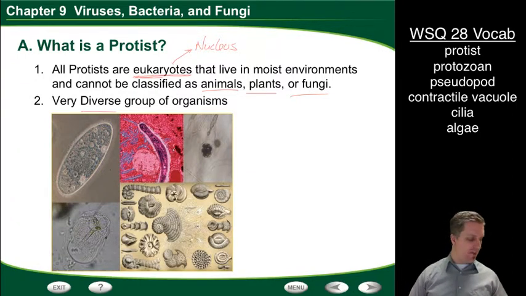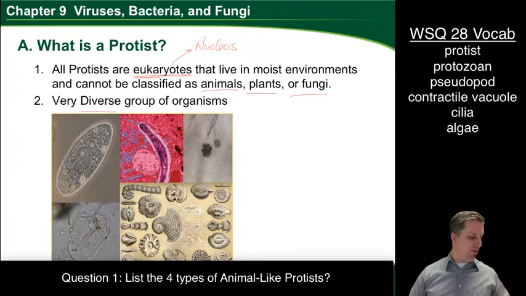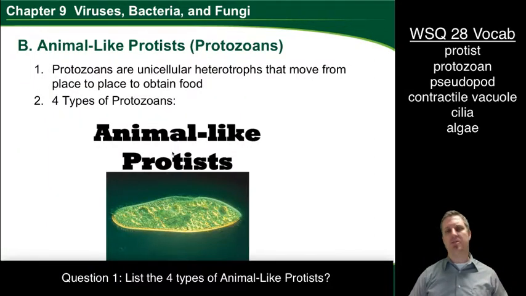So we're going to jump in and start talking about them. How we're going to divide these up today is we're going to look at really three large groupings. We're going to look at the animal-like protists, then the plant-like protists, and then we'll finish up with the fungus-like protists. The animal-like protists we refer to as protozoans.